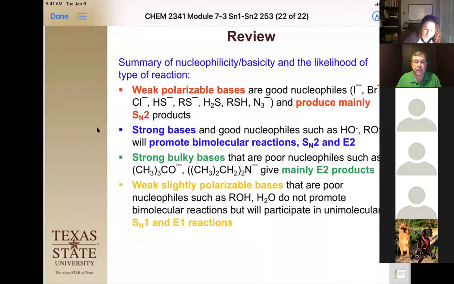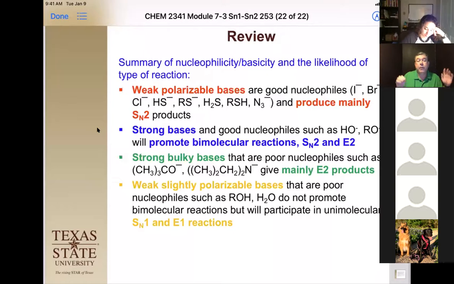Now, when we talk about strong bases that are small, like hydroxide and methoxide, ethoxide, small straight chain alcohols, we now have a strong base, but it's still a good nucleophile because it's small. Now, that means we're going to have a competition between SN2 and E2, because it's a strong base, but it's small enough to do the SN2 reaction. So we're going to have a mixture of those.